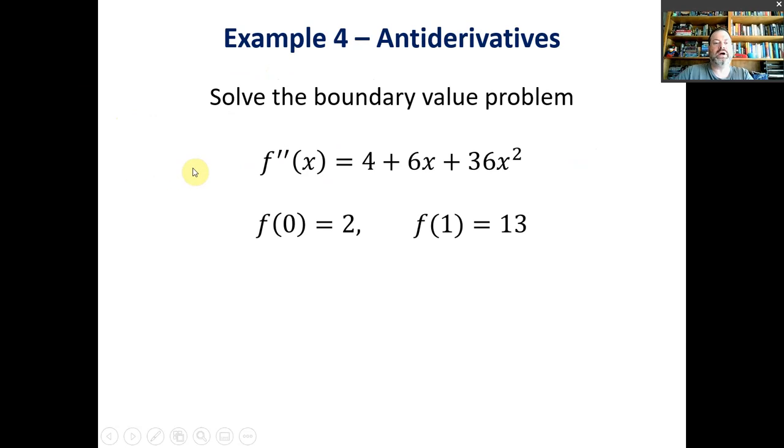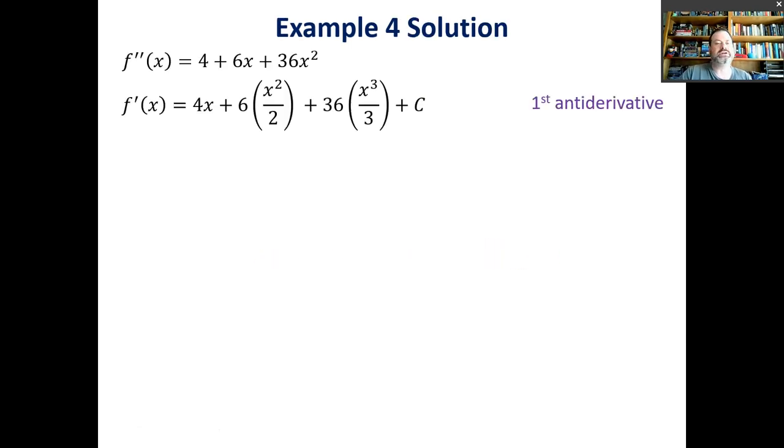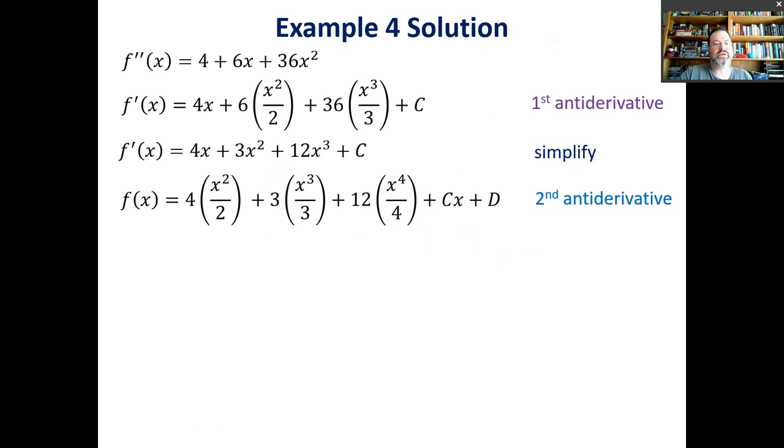Look at the original problem. It says solve this problem, solve the boundary problem. We're given 2 derivatives and 2 points, but when it says solve, it means find the original function. So we have to find f. So we do another antiderivative.